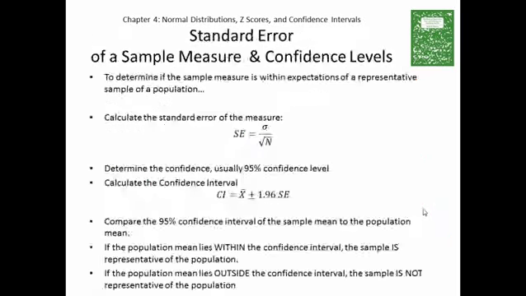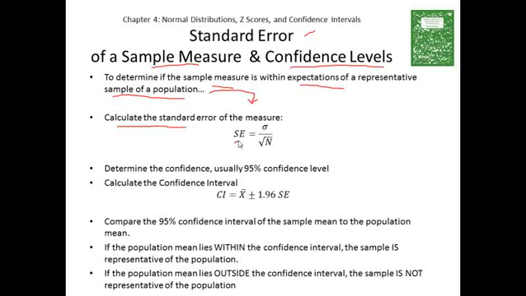The next thing I want to look at is standard errors of sample measures and the confidence intervals. So now I'm going to put all of these parts together so we can begin to start looking at measurements and say, is it like the average part of the population, or is this measurement definitely unique? Now, to determine if a sample measure is within expectations of a representative sample of the population, we do the following steps. We first calculate the standard error of the measure.